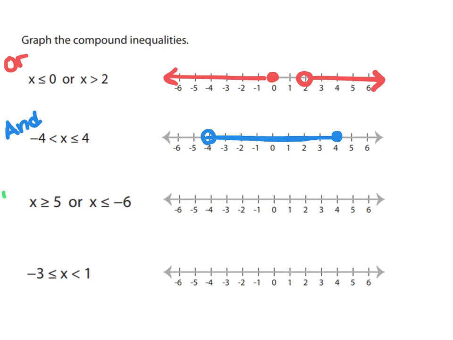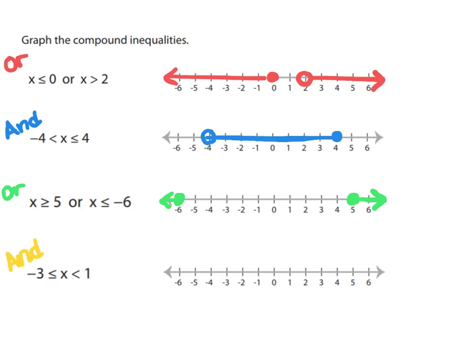The next one would be considered an OR inequality because we have our two separate inequalities. So x is greater than or equal to 5. We're going to put a closed circle at 5 and shade to the right. Then it says x is less than or equal to -6. So I put a closed circle at -6 and shade to the left.